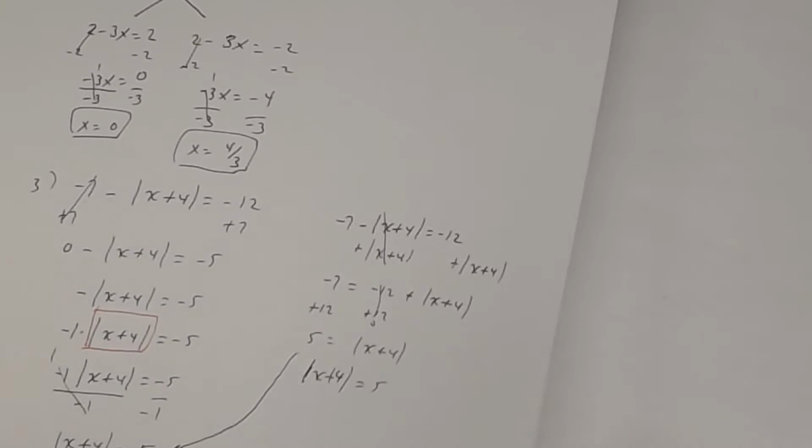Okay, so that was number 3. Let's look at number 4. There are some special cases that you may want to consider when looking at absolute value equations.